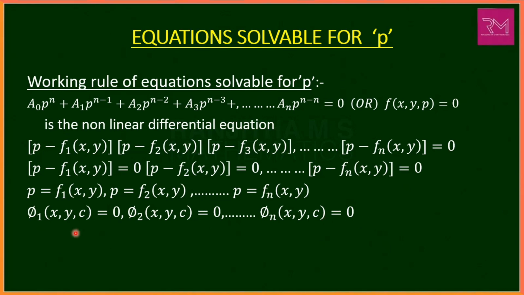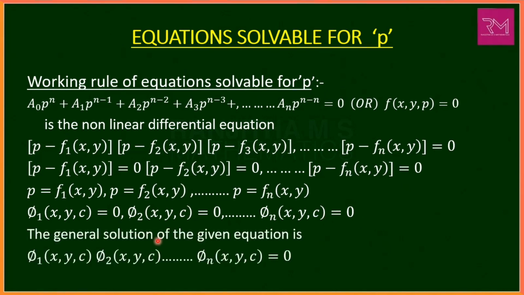After obtaining these values, the general solution for the given differential equation is given by phi 1 value, phi 2 value, up to phi n value. If we multiply all the values and equate to 0, this is the general solution for a given non-linear differential equation. So this is the working procedure to find the general solution for a non-linear differential equation using the method of solvable for p.